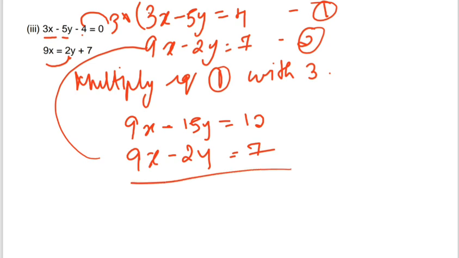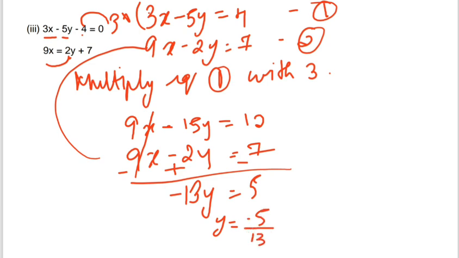So now by just changing the signs we can cancel the x variable. See, plus changes to minus, minus changes to plus. 9x and 9x is cancelled. Minus 15y plus 2y changes to minus 13y is equal to 12 minus 7, which is 5. So the value of y will be minus 5 by 13. So this is our y value.